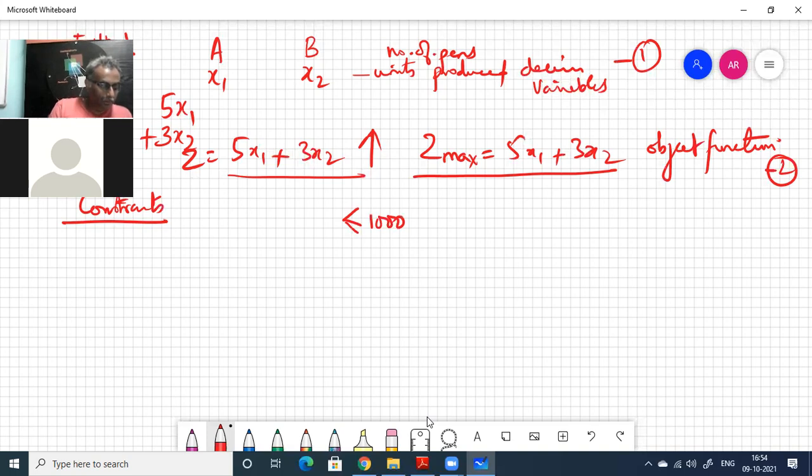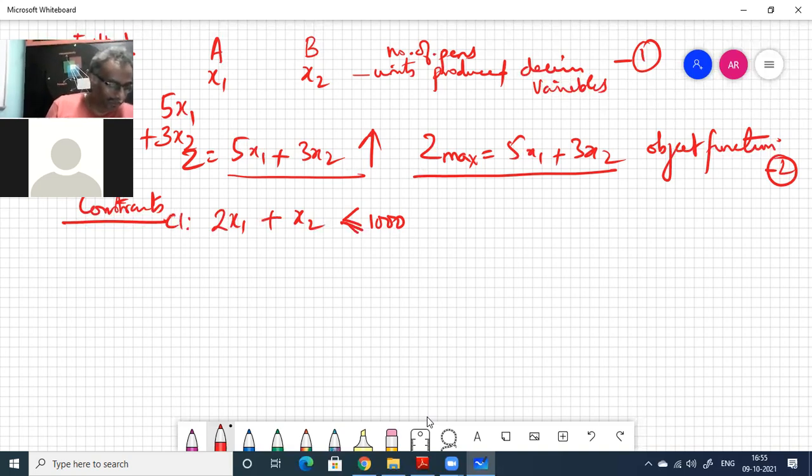Raw material required for each pen A is twice as much as for each pen B. That means 2 units of raw material are required for x1, and only 1 unit for x2. So totally, 2x1 plus x2 must be at most 1000, since raw material is sufficient for only 1000 pens per day. We don't know whether grams or kilograms of raw material are given, so you just write this as constraint 1, C1.